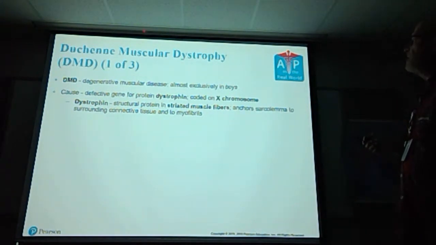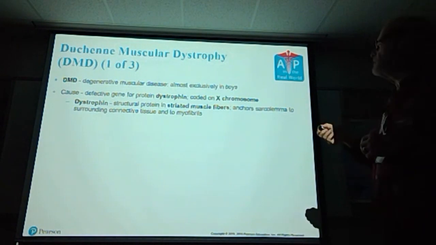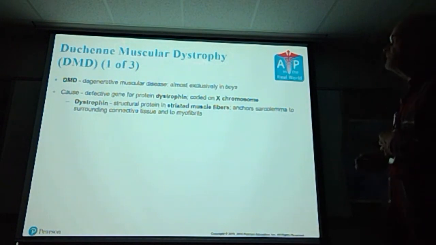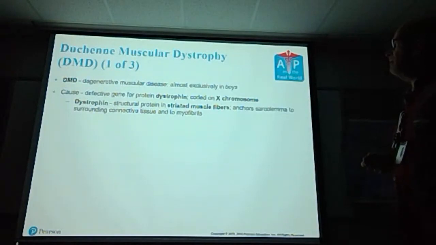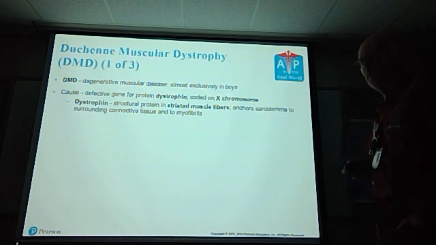Muscular dystrophy is any type of disease where muscles are wasting or not functioning properly. They're not forming, or they're formed, but they don't work. All of those things are muscular dystrophy. Duchenne muscular dystrophy is a very particular type of muscular dystrophy. It is a degenerative muscle disease found almost exclusively in boys.